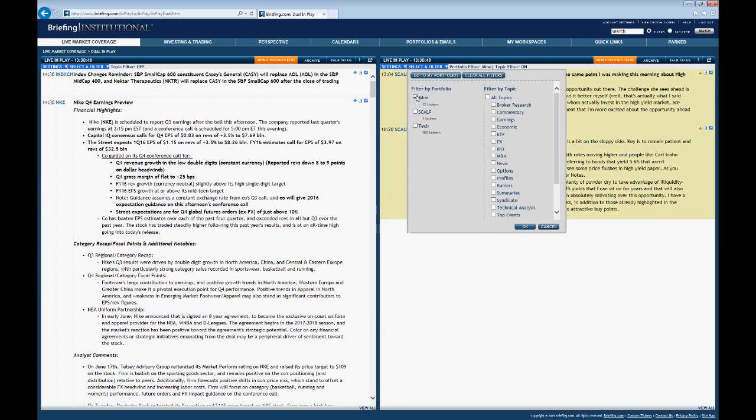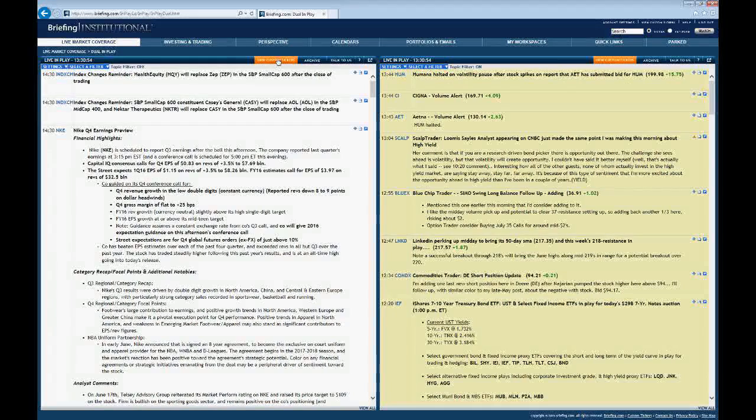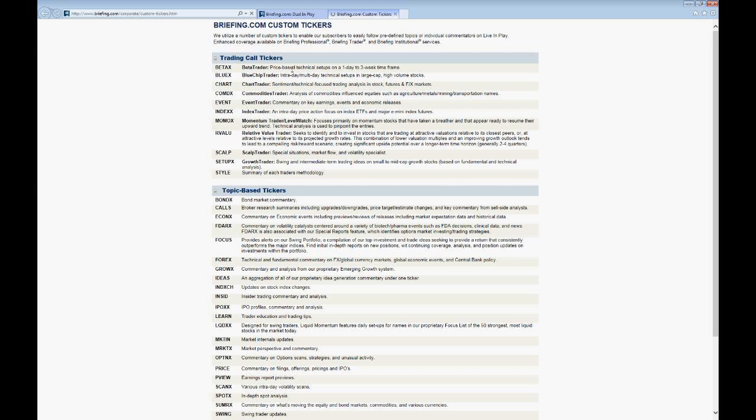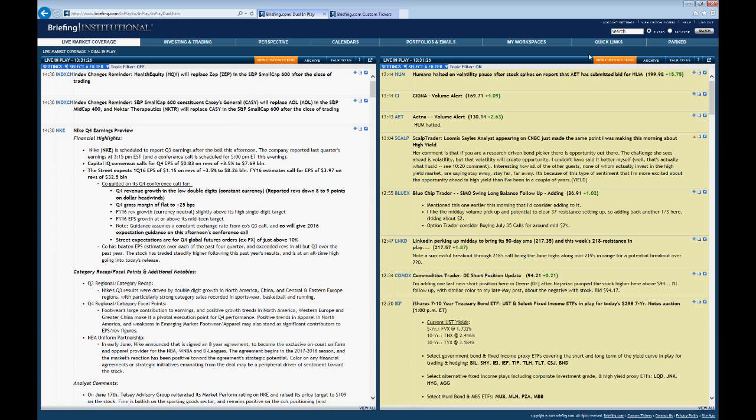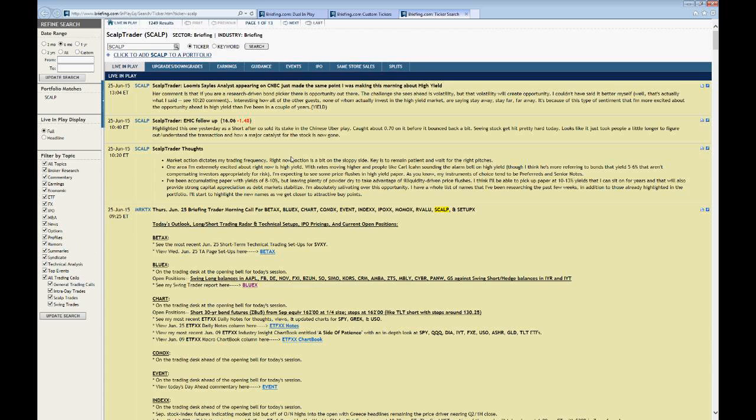So let's talk a little bit about custom tickers. You may be familiar with them, but custom tickers are something that I came up with, I think, about 14 years ago. They're ticker symbols that we have in our database that correspond not to a given equity, but rather to either our trading analysts. So you see BLUEX is Scott, CHART is Brett, SCALP is Damon, or topics. Those tickers can be used in portfolios. You can use the search button to search by them. If I search for SCALP, I'll get all of SCALP's trading calls and thoughts.